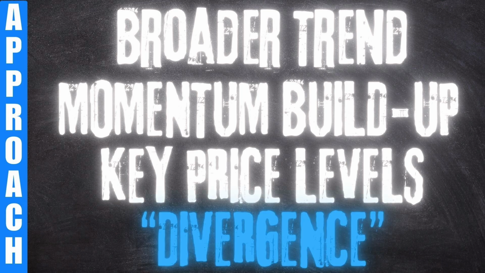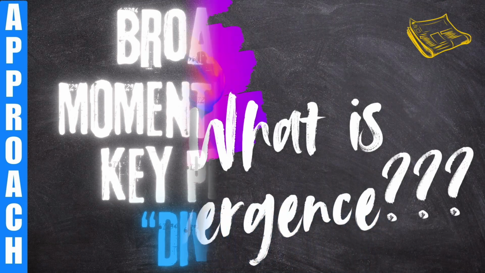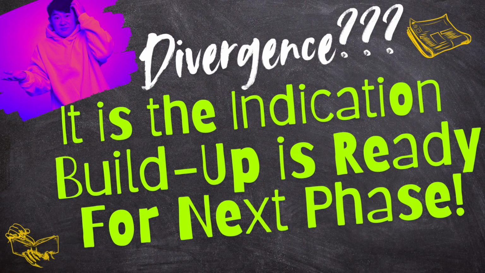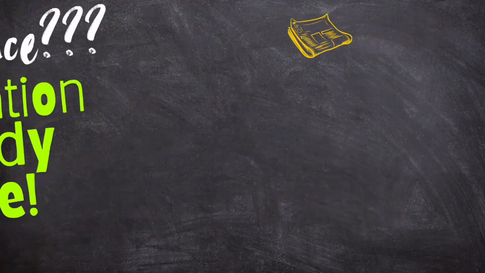Only then divergence acts as an indication, a flag that the trend might be losing strength and could be ready to reverse. Therefore, in a way, divergence is not the starting point. It's the indication that the build-up may now be ready for the next phase. But why does this happen?